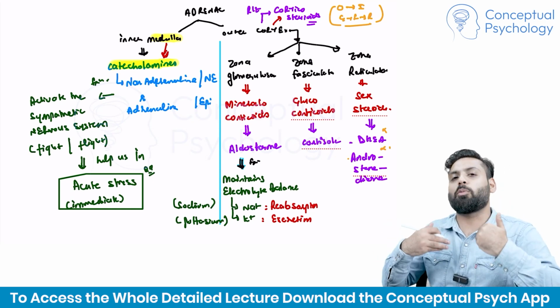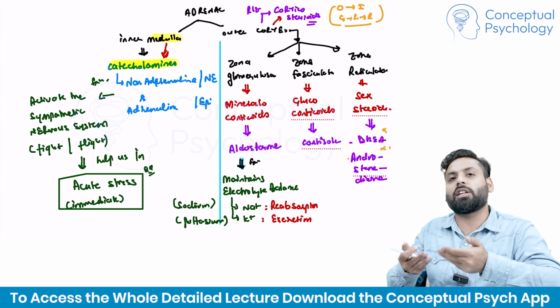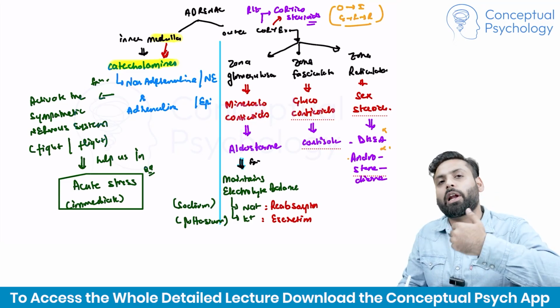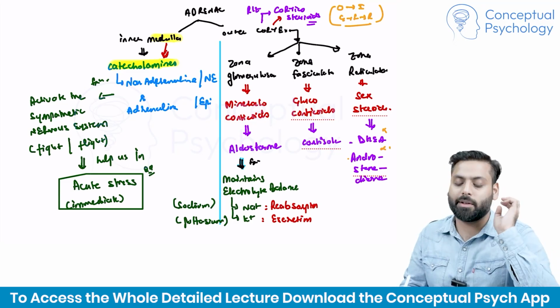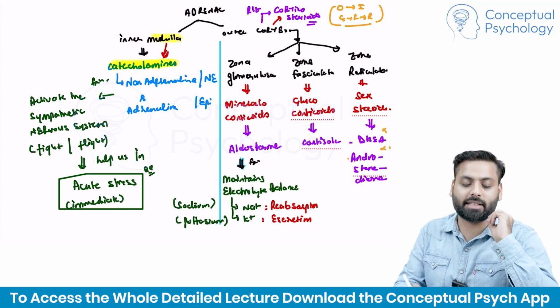Reabsorption means into the body. It increases the level of sodium in the body. It causes sodium reabsorption and potassium excretion. It says, go potassium, go out from the body. So it causes sodium reabsorption, potassium excretion.